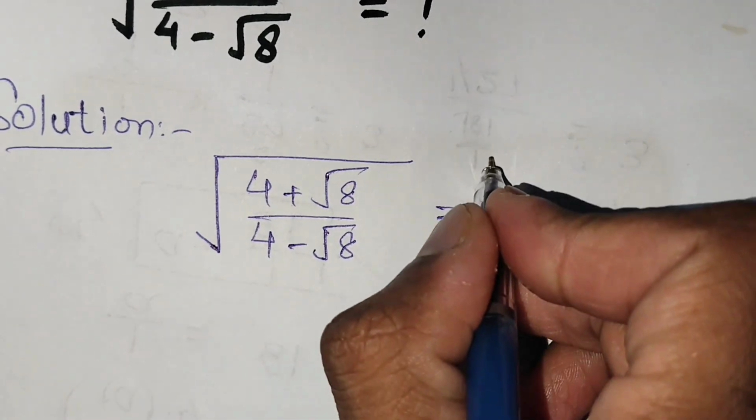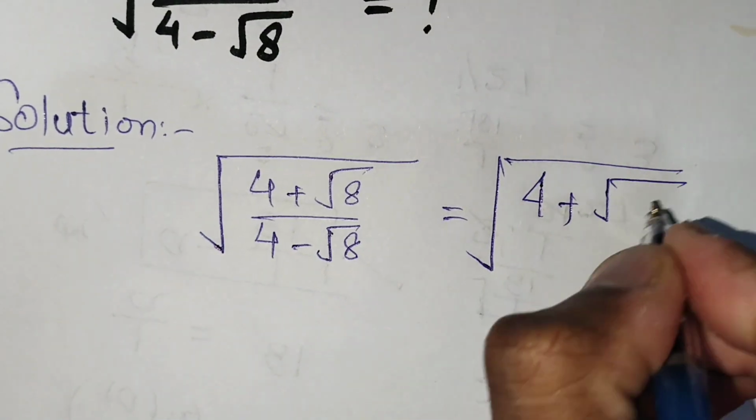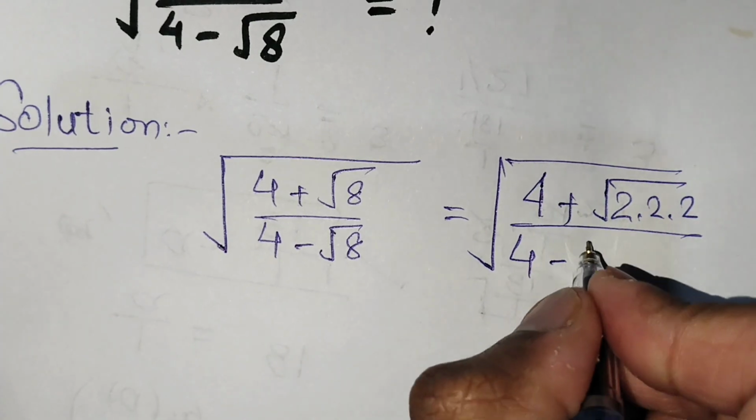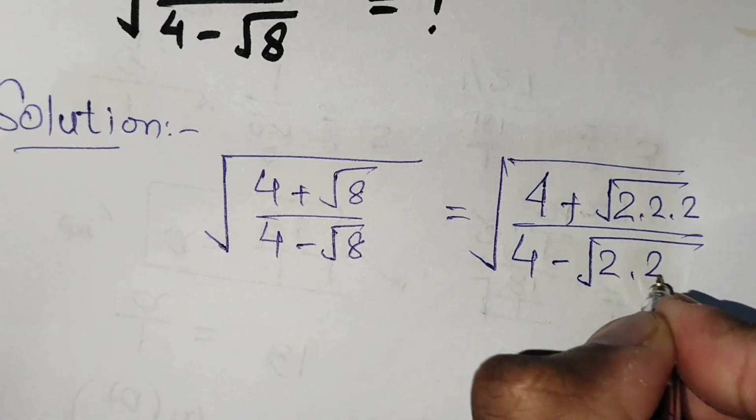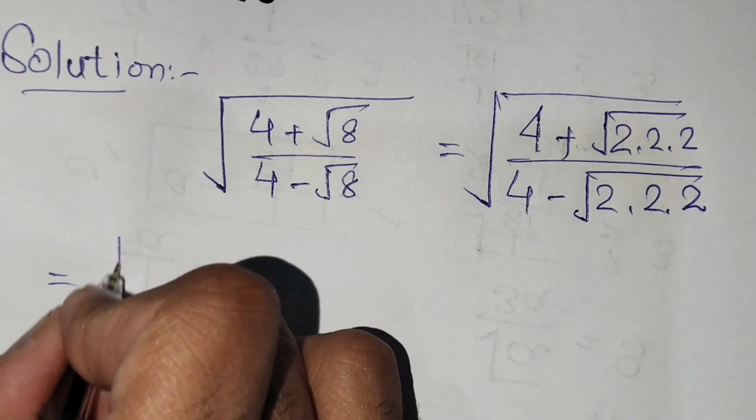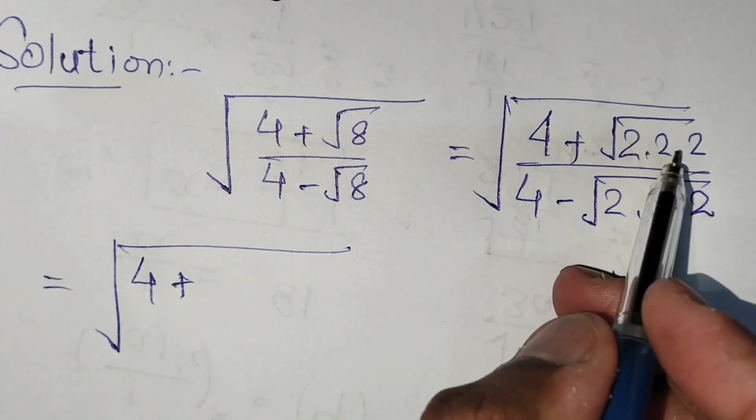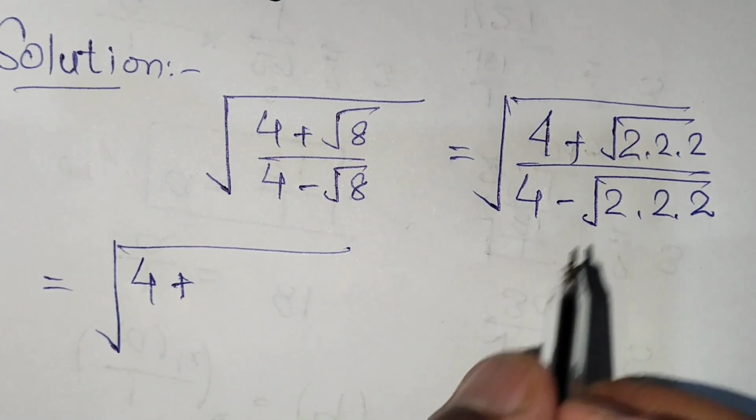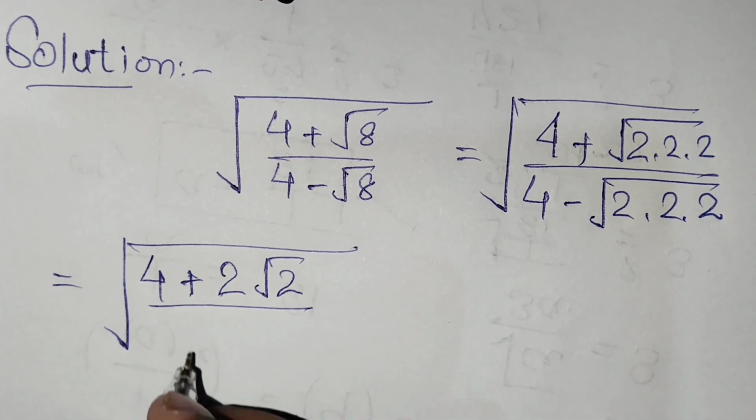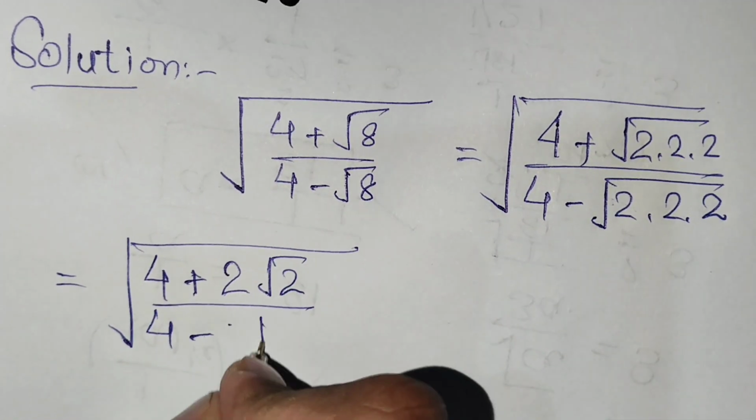Now we can write this as square root of 4 plus, what is square root of 8? 2 times 2 times 2, divided by 4 minus square root of 2 times 2 times 2. Moreover, this is square root of 4 plus, 2 times 2 is 4 and square root of 4 is 2, the square root of 2, divided by 4 minus square root of 2 times 2.